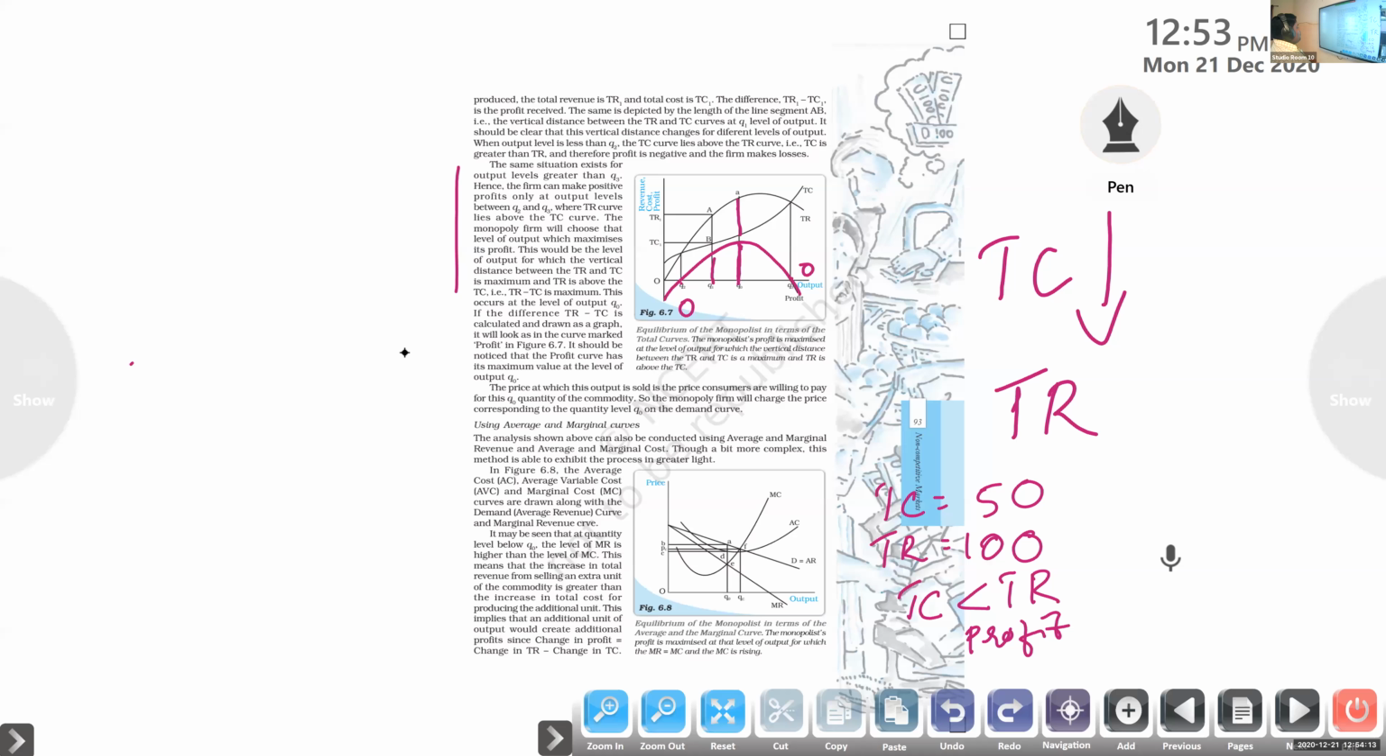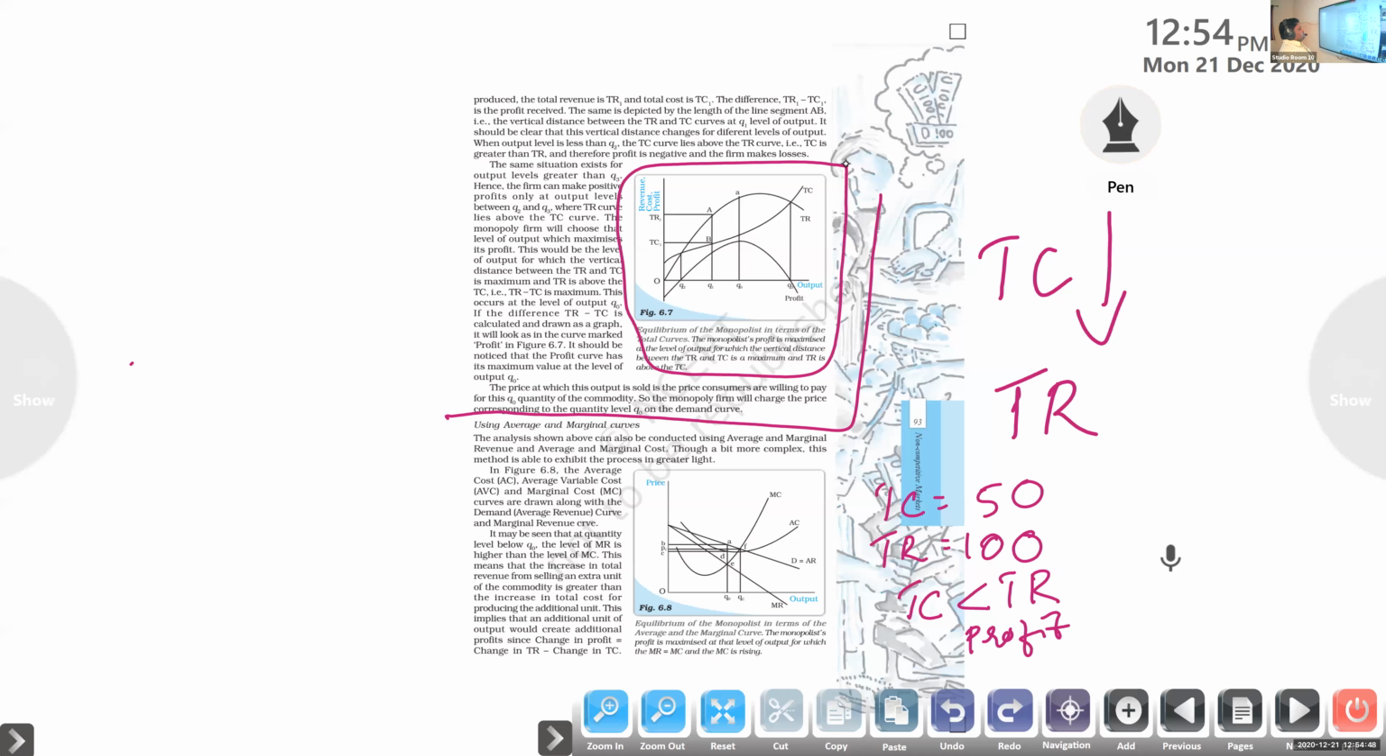So the monopoly firm will charge the price corresponding to the quantity level Q0 on the demand curve. Hope this idea is clear for you. Is this graph clear? Yes or no? No trouble, right? Any trouble, check properly. How many things are there? TC is there, TR is there, the TC curve is here, the TR curve is here, and the profit curve, and four different quantities Q0, Q1, Q2, Q3.